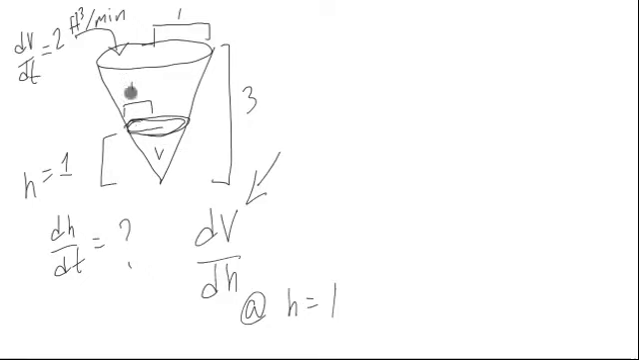So suppose this is 1 and 1/3. We know the radius there. Well, guess what the area is right here then? The area is just pi times 1/3 squared, which is just pi over 9. So that means dV/dH is equal to pi over 9.